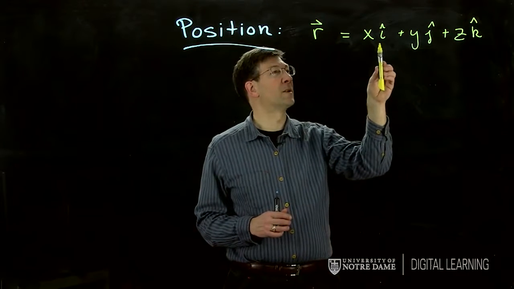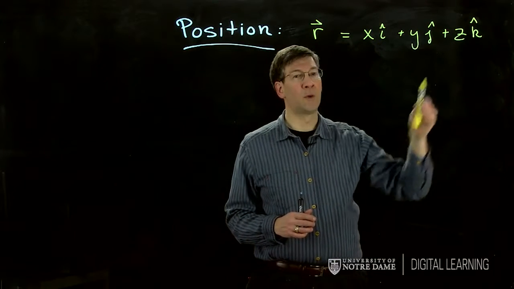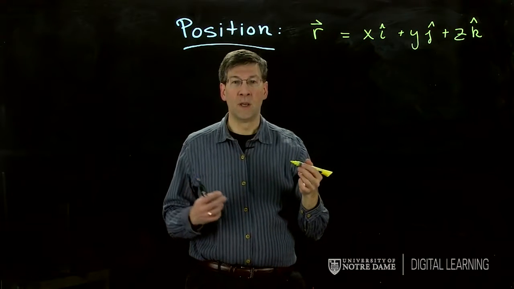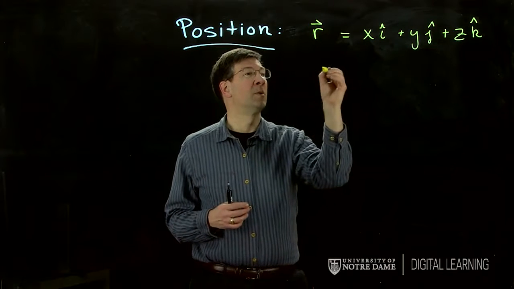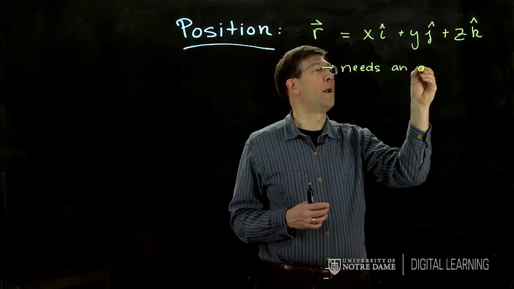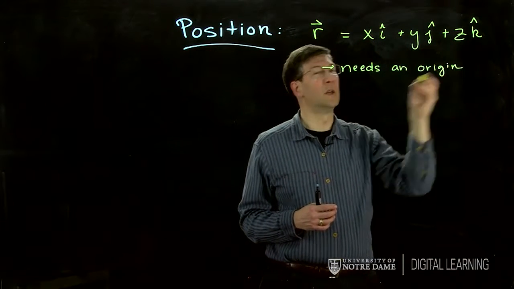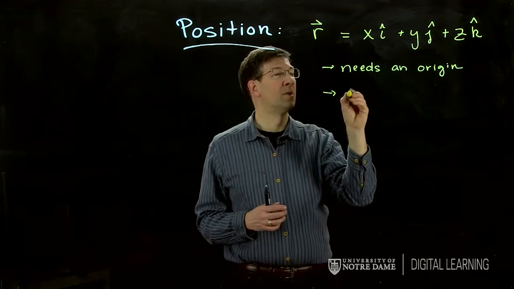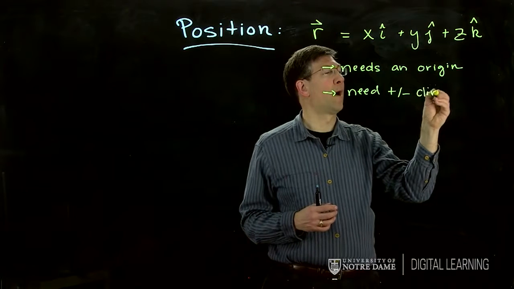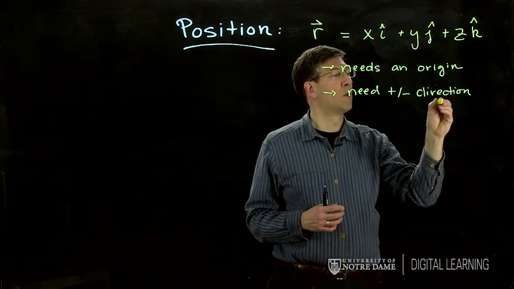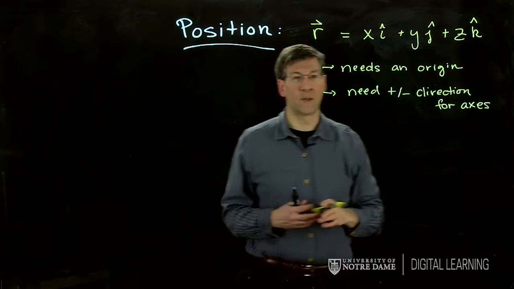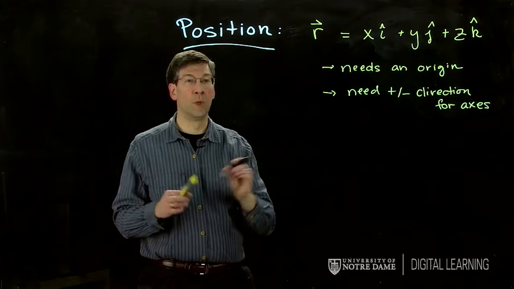So our three unit vectors are i-hat, j-hat, and k-hat, which point along the three coordinate axes. And so just like we had position in the one-dimensional case, position needs an origin in order to define where we start. And we have to define the orientation of the coordinate axes. So we need a plus and minus direction for our axes in order to specify where we are in space. So that's the first of our new definitions.